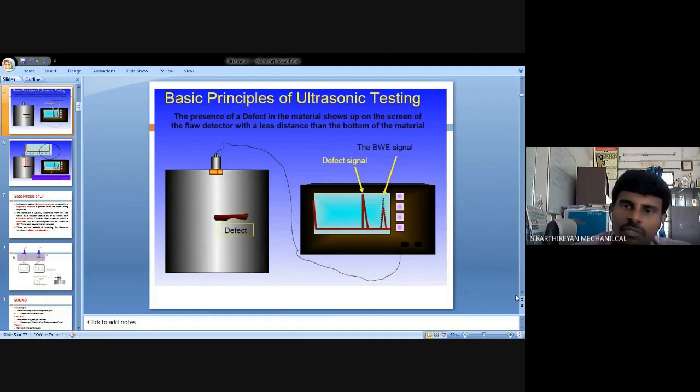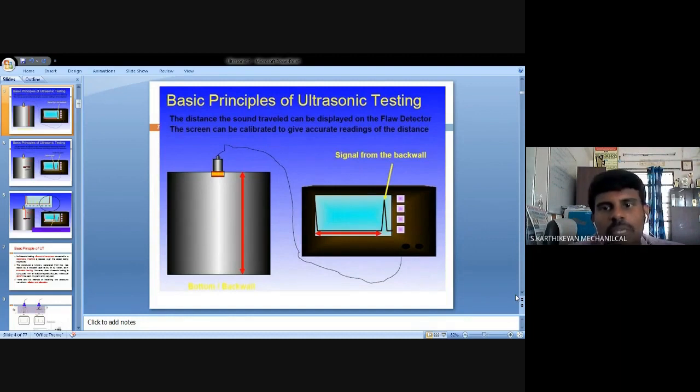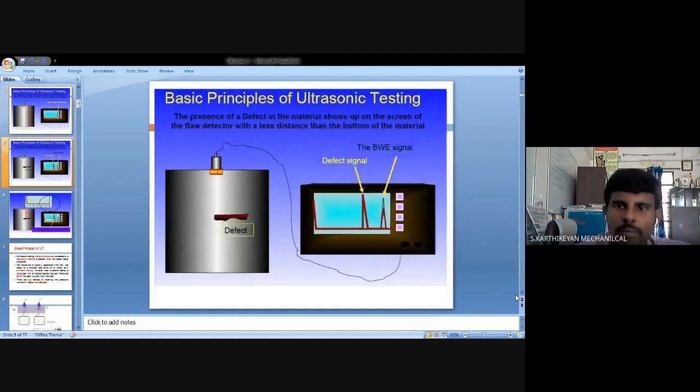In the previous picture, we saw that the back wall echo's peak is much higher compared to this picture, because the sound waves propagated into the defect and were targeted on the defect. Automatically, the energy of the sound waves decreases. So due to that, the signal gets weaker, and it hits back on the back wall echo with low intensity. It shows that the peak of that amplitude signal is very small.